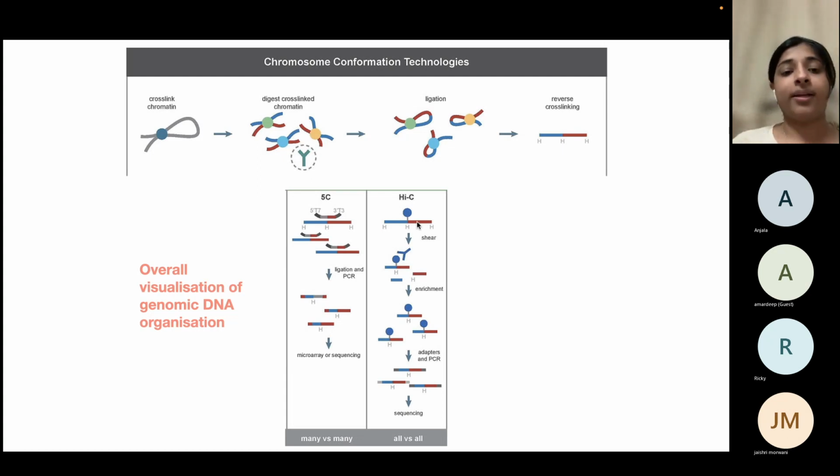These techniques are to get the entire visualization of how genomic DNA is organized, what loops are present where, what region is interacting with what. So this is like an omic level study. It's a global visualization. So for this, for 5C, they add universal primers. These primers randomly attach to different regions and they amplify those fragments that you can then subject to sequencing.